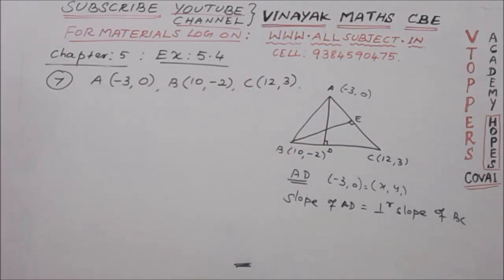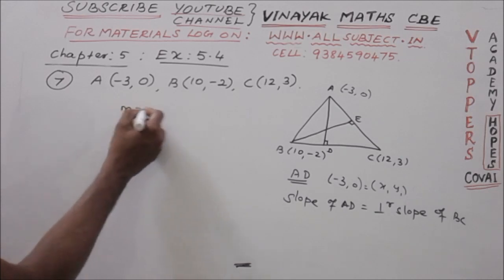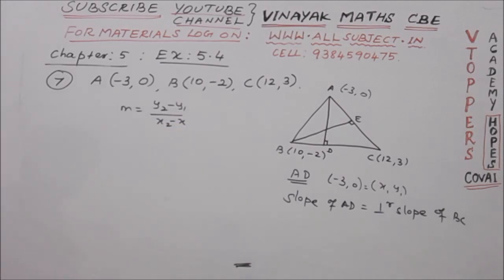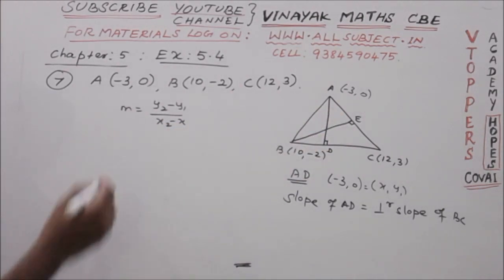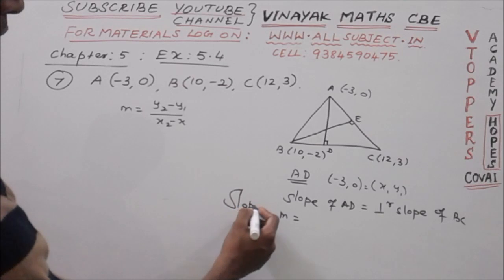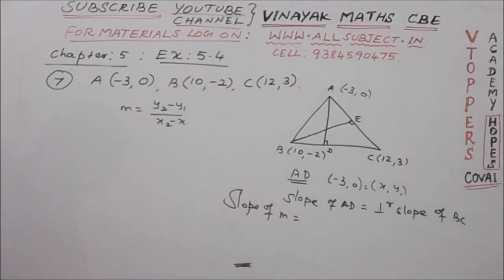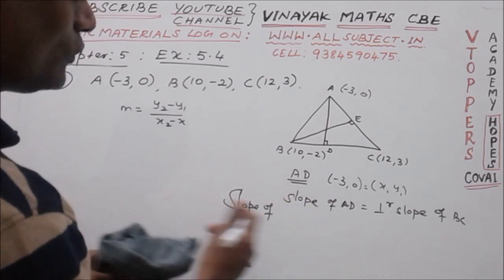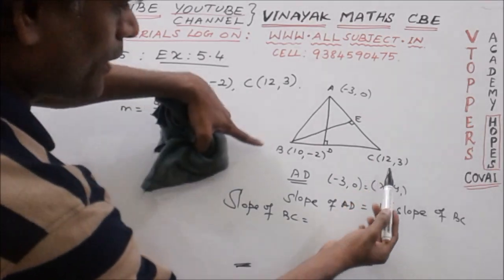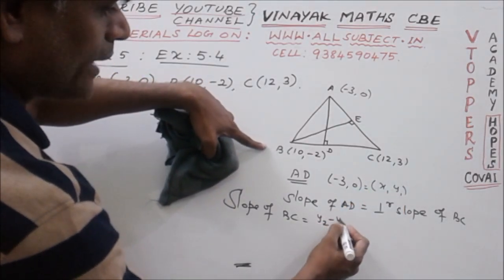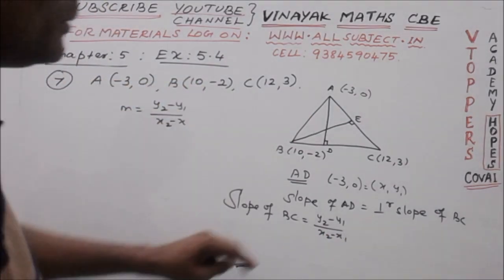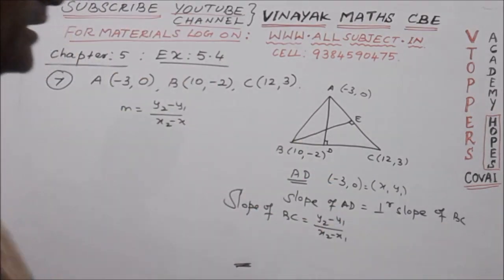To find the slope, we have the formula m equals y2 minus y1 by x2 minus x1 when the 2 points are known. Here the slope of BC is taken as m. Write the formula y2 minus y1 by x2 minus x1, and then the perpendicular slope of AD is nothing but its reciprocal with the sign changed.